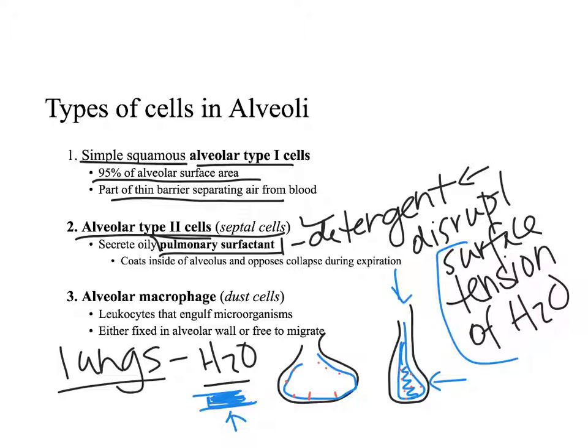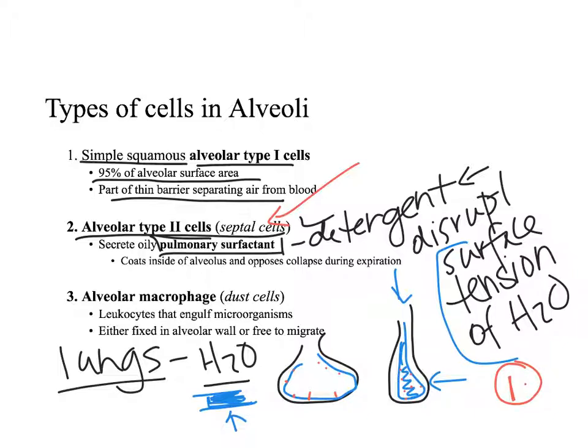I don't know if you did the lab with the Petri plate where you put a pin on it and the pin floated on water, and then when you added the soap, the pin sank. So that's the same idea. It's disrupting the surface tension. Most of the time, everyone has surfactant.